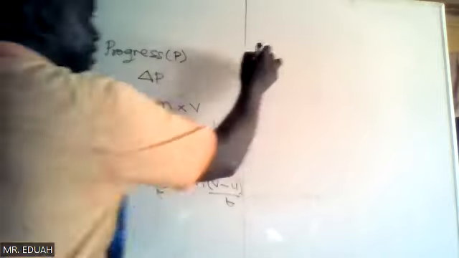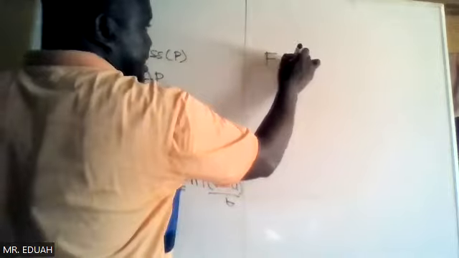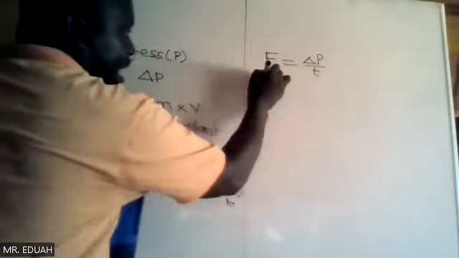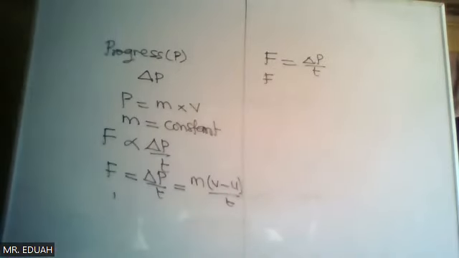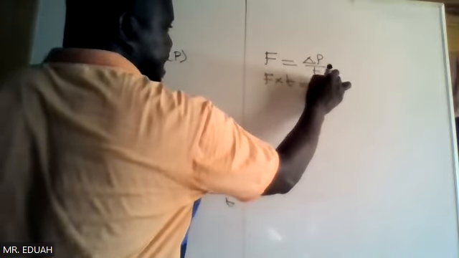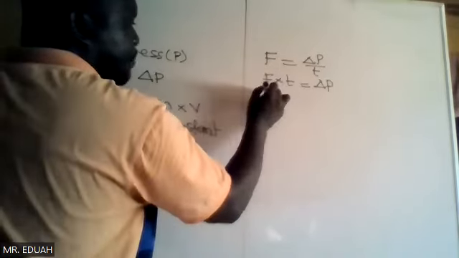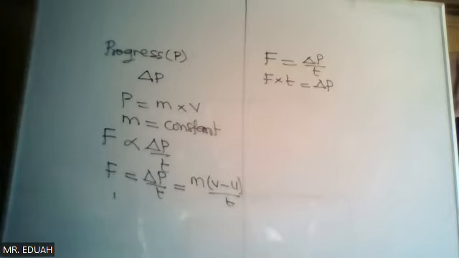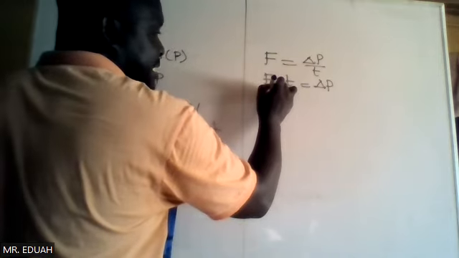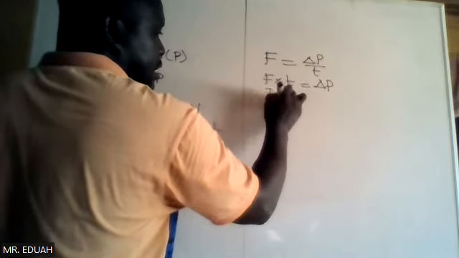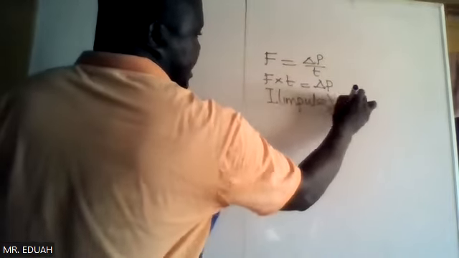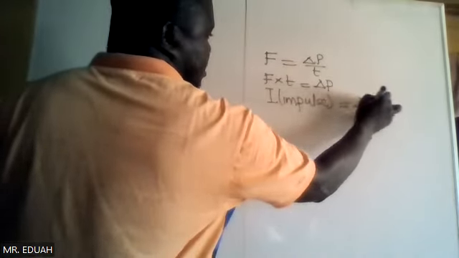So we say that F is equal to delta P on t. Now, when we cross multiply, F times t is equal to delta P. The product of the force and the time is what we call impulse, I. This is impulse, capital I, which is equal to the change in momentum.